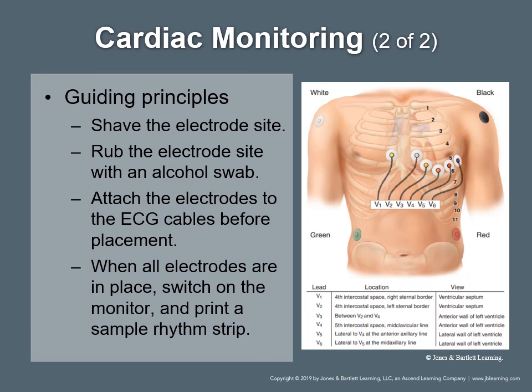Now your actual placements for your 12 leads. So those are your V1 through V6. If you noticed, it's called a 12 lead, but you only have 10 actual leads. Does anybody know the reason for that?